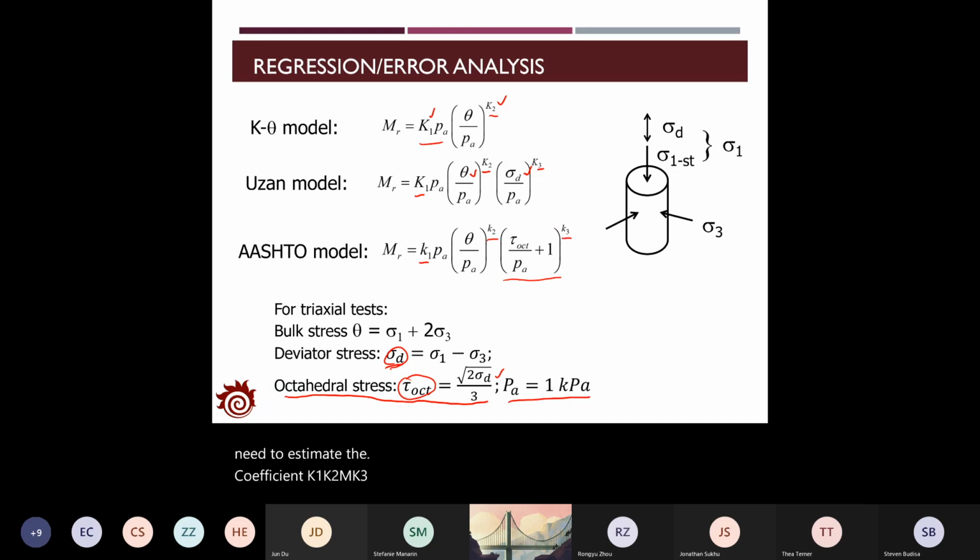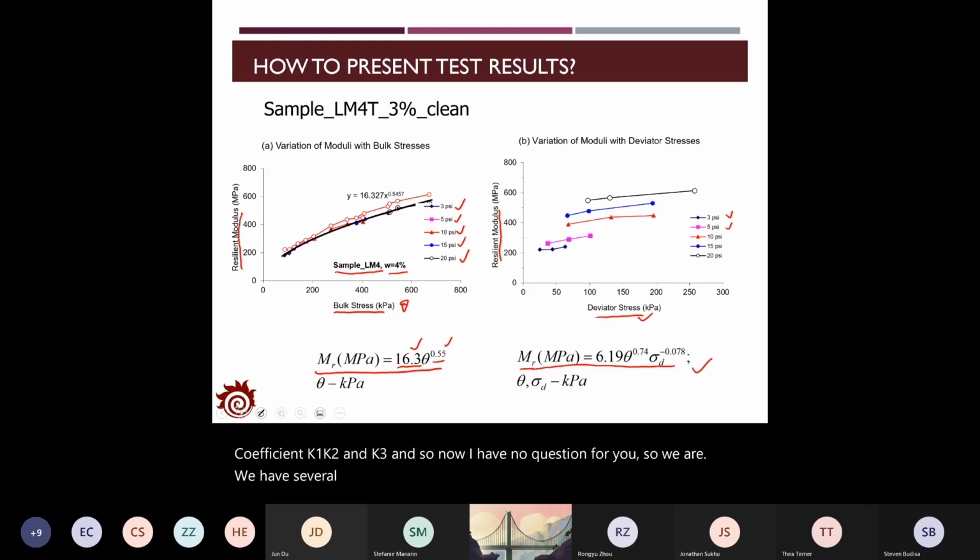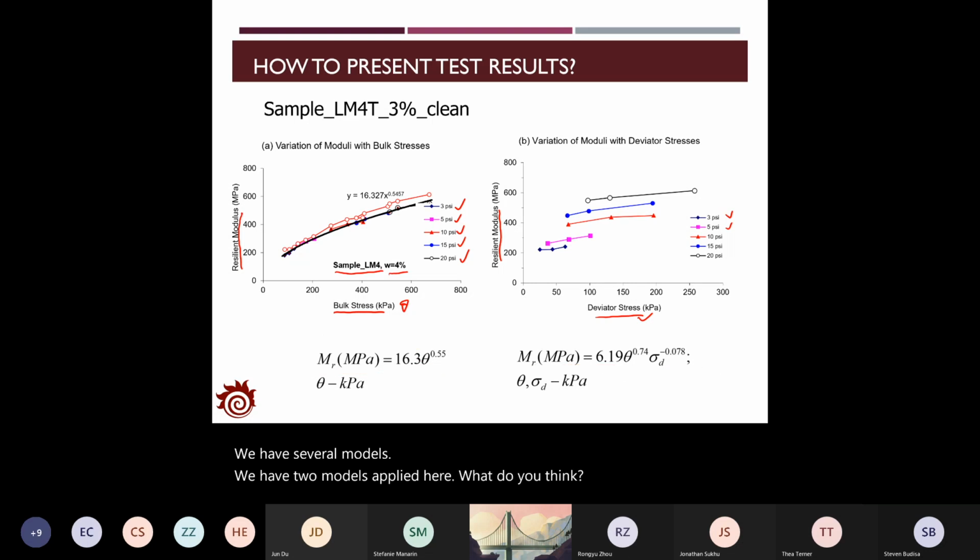And so now I have a question for you. We have several models. We have two models applied here. What do you think? What's the model of this one? Do you have any ideas about it? Do you know what's the model of this one?